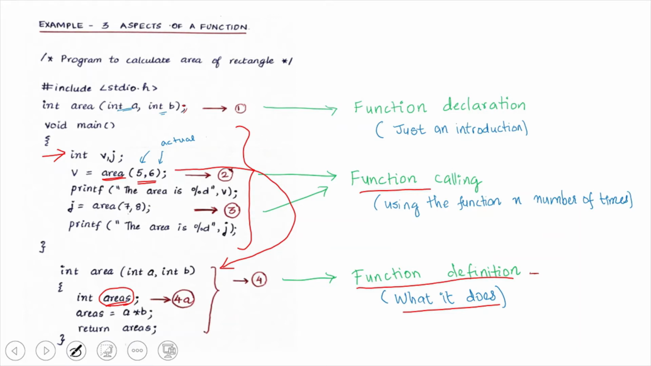Then here we are getting two variables, int a and int b. So the value 5 will go to a and the value 6 will go to b. And we are declaring a local variable called int areas, and then that is multiplied. That is, areas is equal to 5 into 6. So now areas will have the value 30. The value 30 is returned. Once it is returned, that value will go back to where it was called. So now v will contain the value 30. The variable v can now be printed inside the main function.